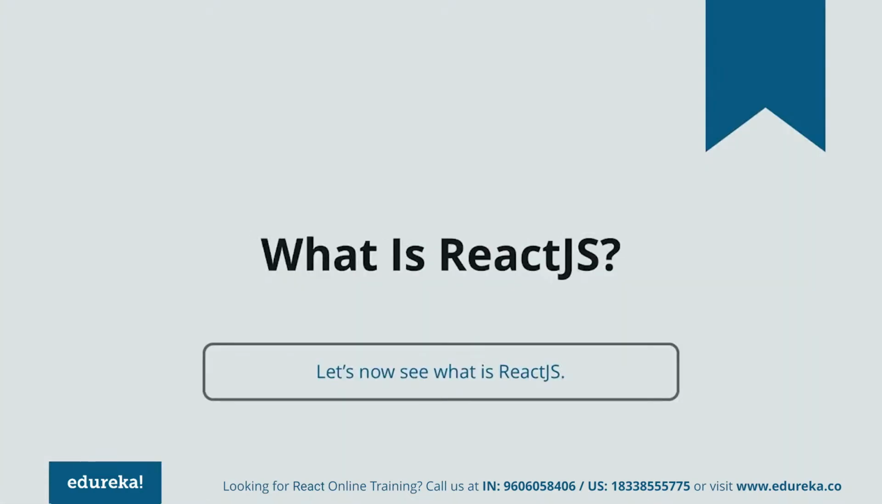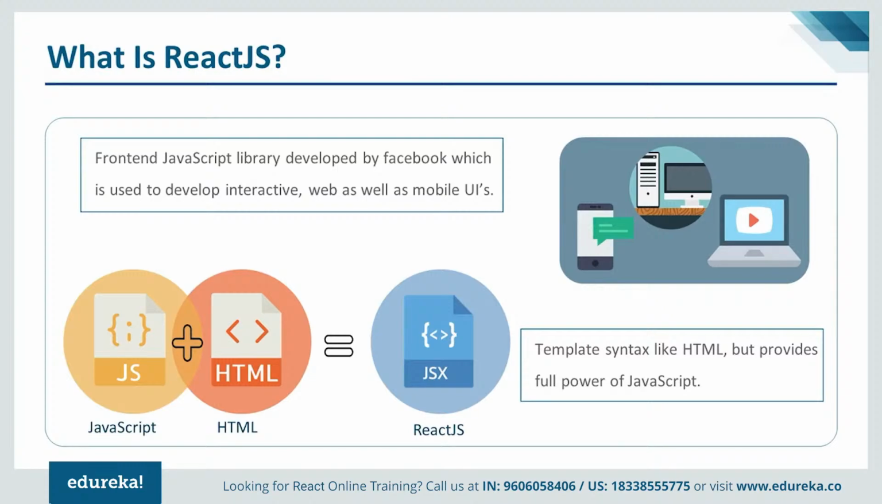So what is ReactJS? ReactJS is basically a front-end JavaScript library which was actually developed by Facebook. And it was basically used to develop interactive as well as mobile-based applications. And it basically follows more of a template-based structure, which in general is a combination of JavaScript and HTML, which basically helps it to define the overall layout of the HTML and also provide the JavaScript-based operations as well, which gives it a lot of power.